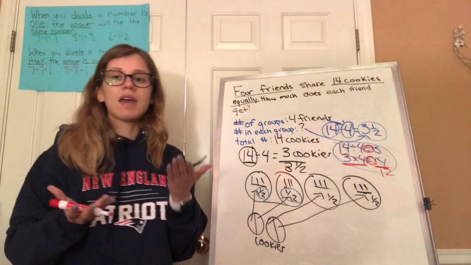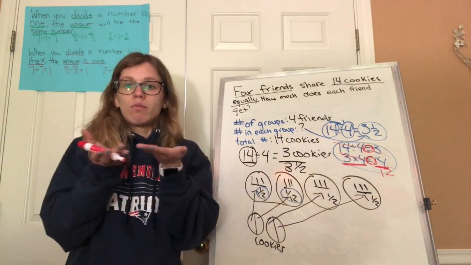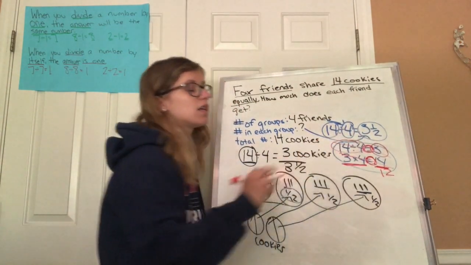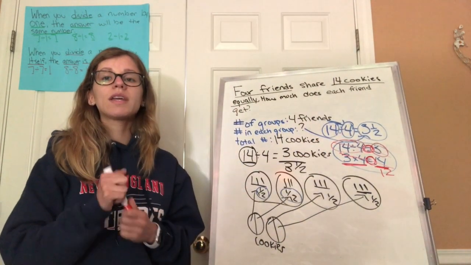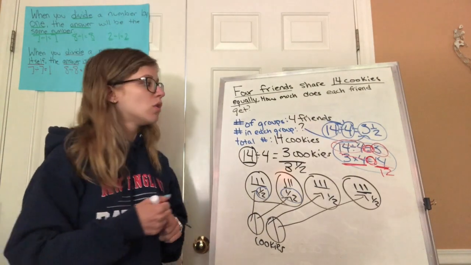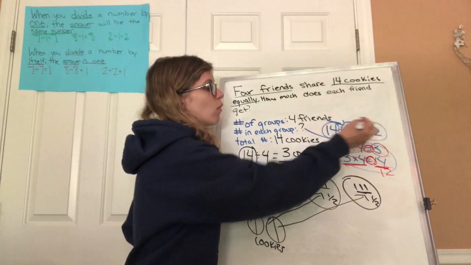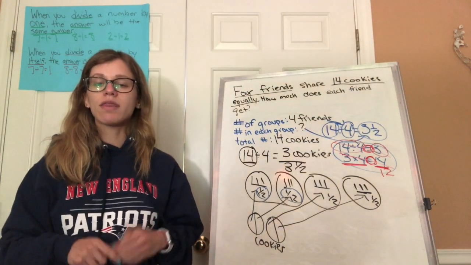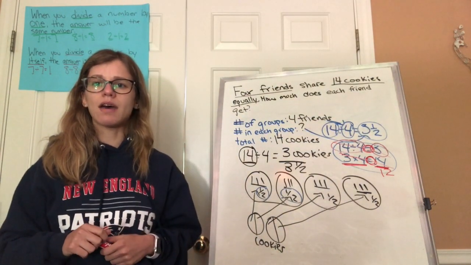Think about it like a scale. It needs to be perfectly balanced on both sides between the equal sign. So I can't say that 14 divided by 4 is equal to 3. We have to say that 14 divided by 4 is 3.5. Or we can say it in a different way. Think about a different way that we can say that.